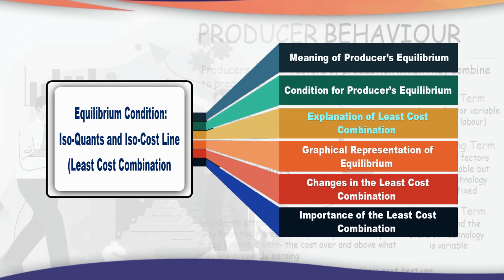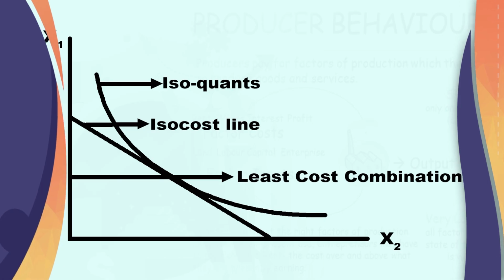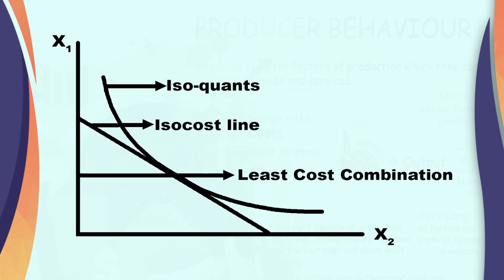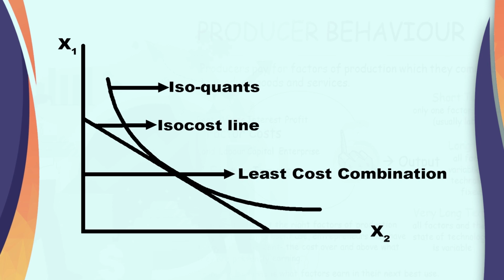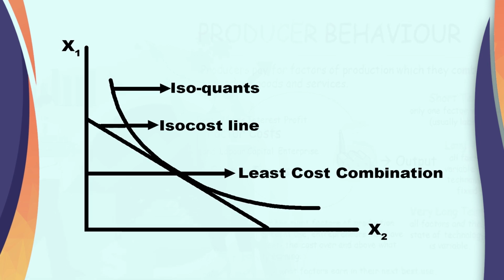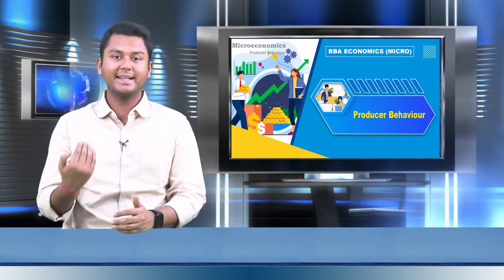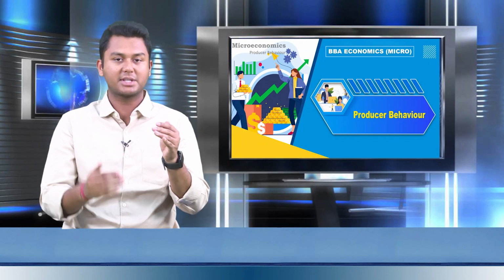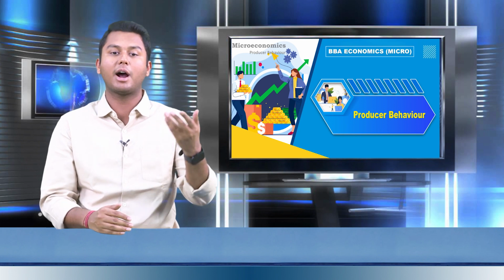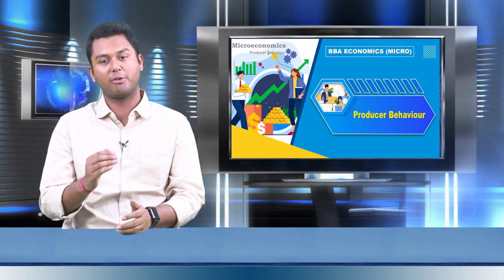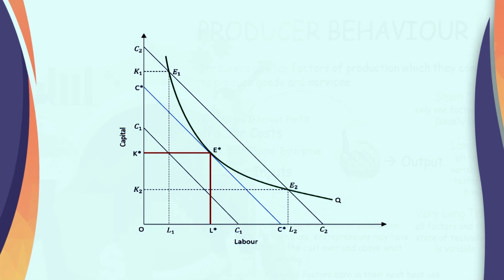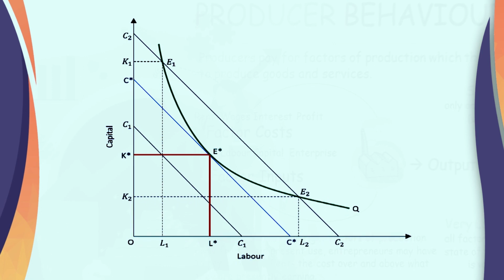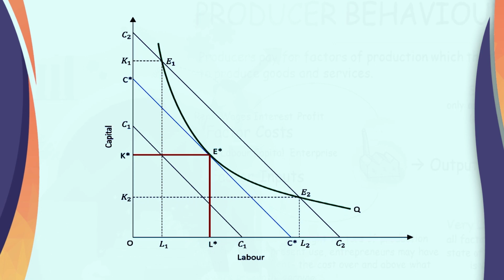Let us look at the explanation of least cost combination. The least cost combination refers to the optimal mix of labor and capital that allows a firm to produce a given level of output at the minimum cost. If a firm deviates from this combination, either the same output can be produced at a lower cost or more output can be produced for the same cost. The firm adjusts its input usage until it reaches the equilibrium point, ensuring efficient resource allocation.